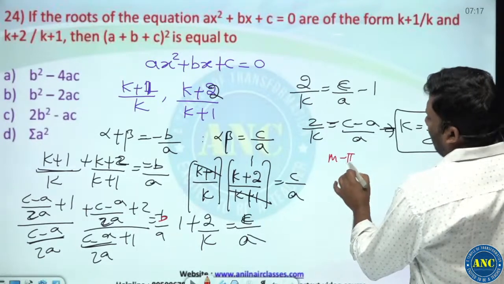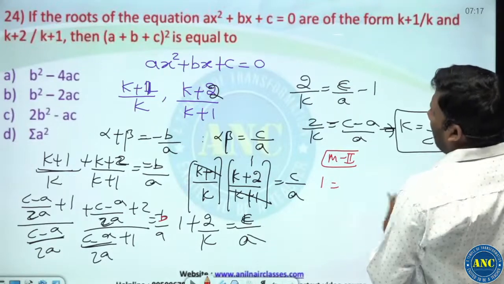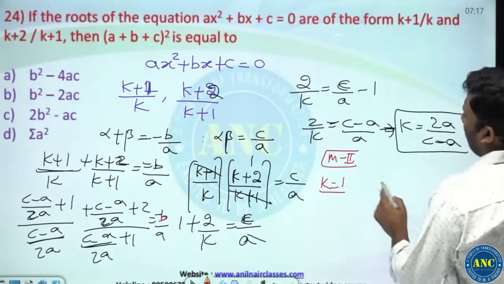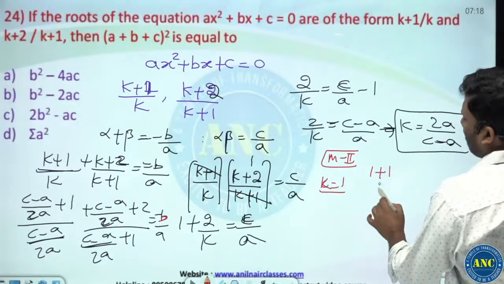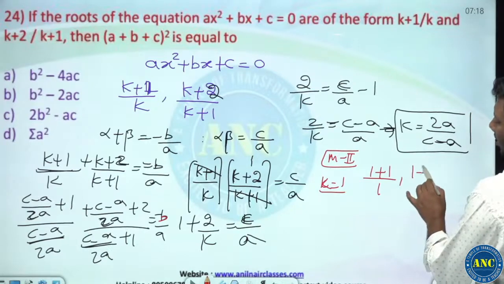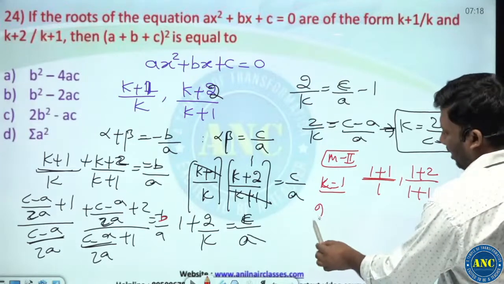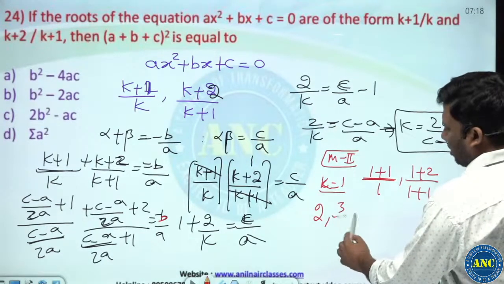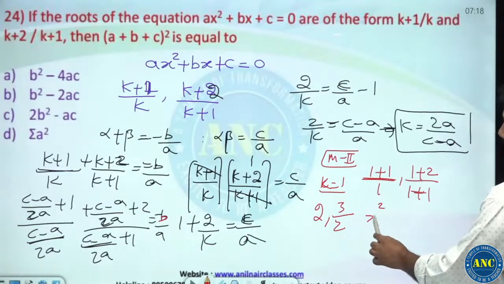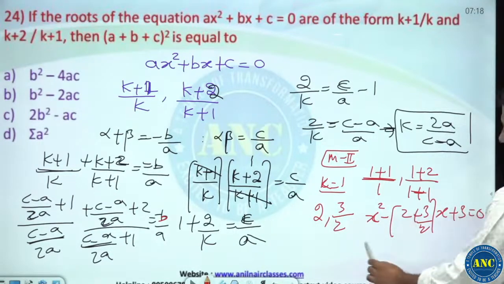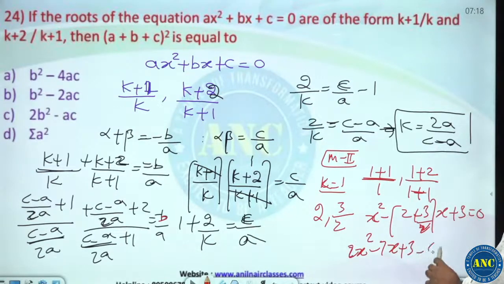Another way, method number 2. Let me take a k value, for example, if I take k value 1, one root will be 1 plus 1 by 1. Another root will be 1 plus 2 by 1 plus 1. Are you all with me? So 1 plus 1 is 2, and 1 plus 2 by 2 is 3 by 2. So the equation will become x square minus (alpha plus beta) into x plus alpha beta equivalent to 0, so 2x square minus 7x plus 3 equivalent to 0.